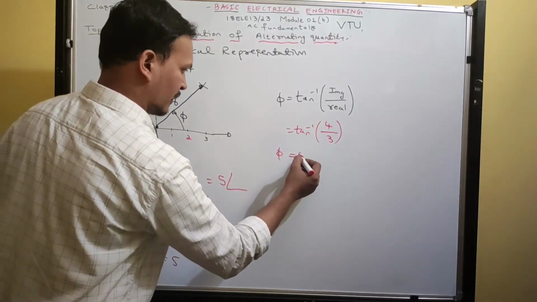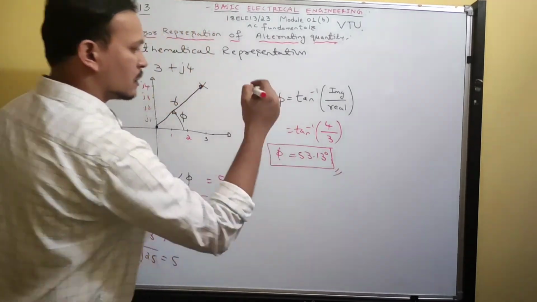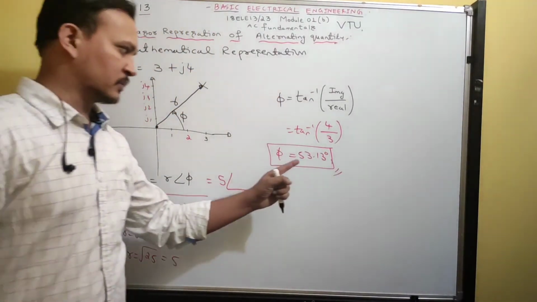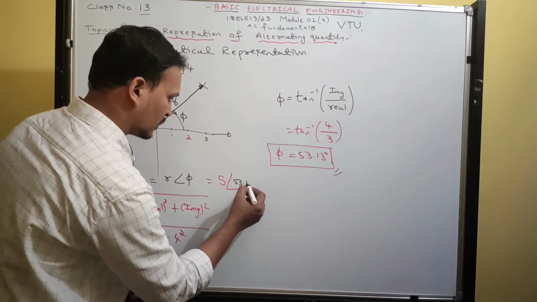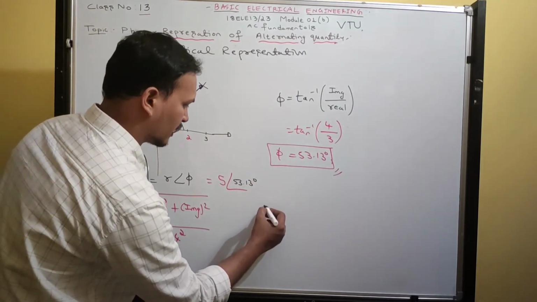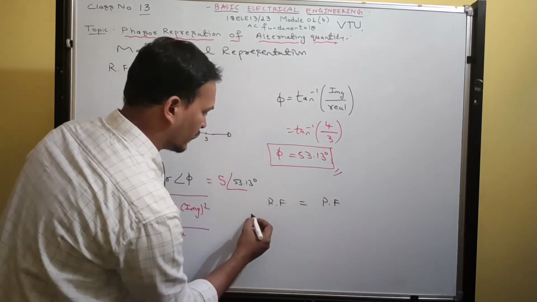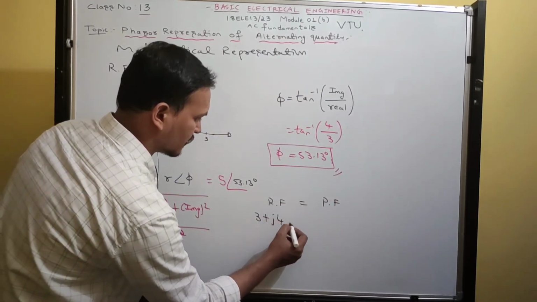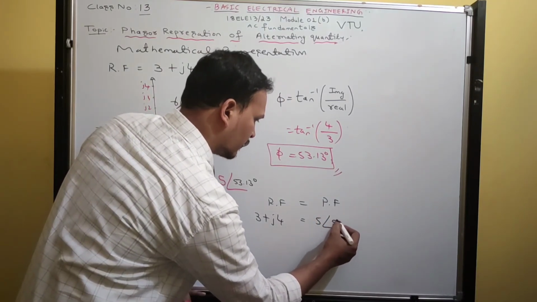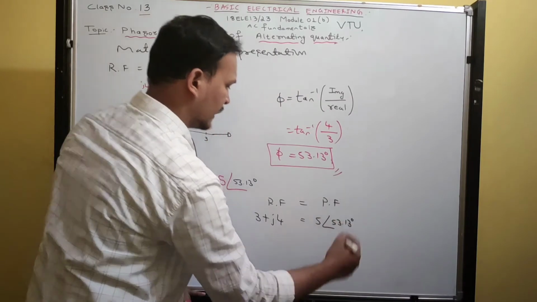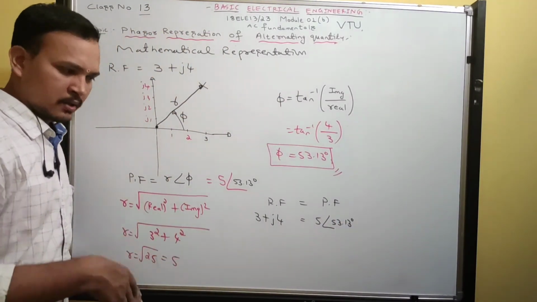You will get the angle value 53.13 degrees. Okay, got it? So therefore we can write here 53.13 degrees. See, I converted rectangular form to polar form. The rectangular form I have taken is 3 plus j4. That is converted to, in polar form, 5 at an angle of 53.13 degrees. Vice versa, we can convert rectangular to polar and polar to rectangular.